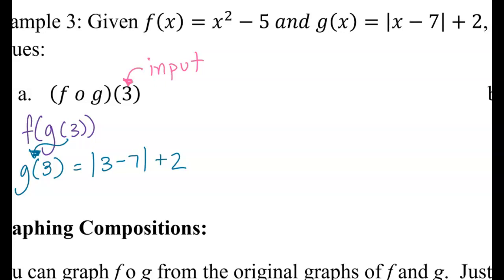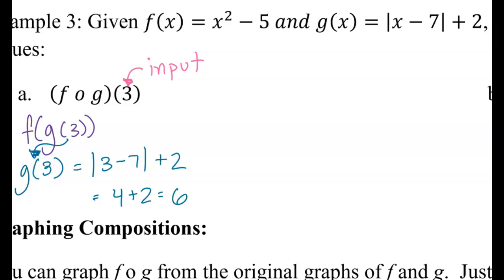4. Yes, 4, right? Absolute value means you're finding the size or the magnitude of the number inside of the absolute value. So 3 minus 7 is negative 4. The absolute value or size of negative 4 is 4. And 4 plus 2 is just 6. So now we know g of 3 is equal to 6.